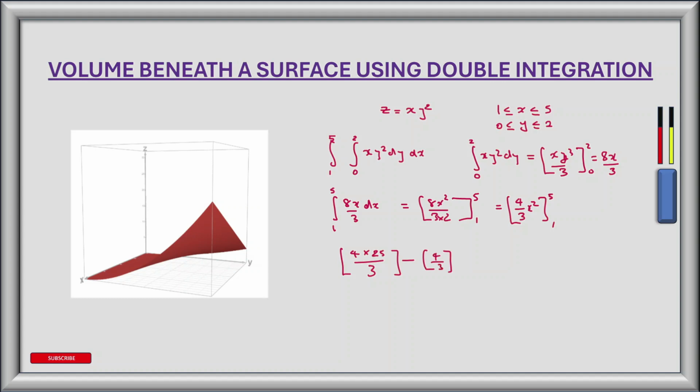If we take the 4/3 out of this expression, we get 4/3 multiplied into 25 minus 1, which is equal to 4 times 24 divided by 3. 3 into 24 goes 8 times, so 4 times 8 gives us 32, which is the same answer as we had when we integrated along the x-axis first.